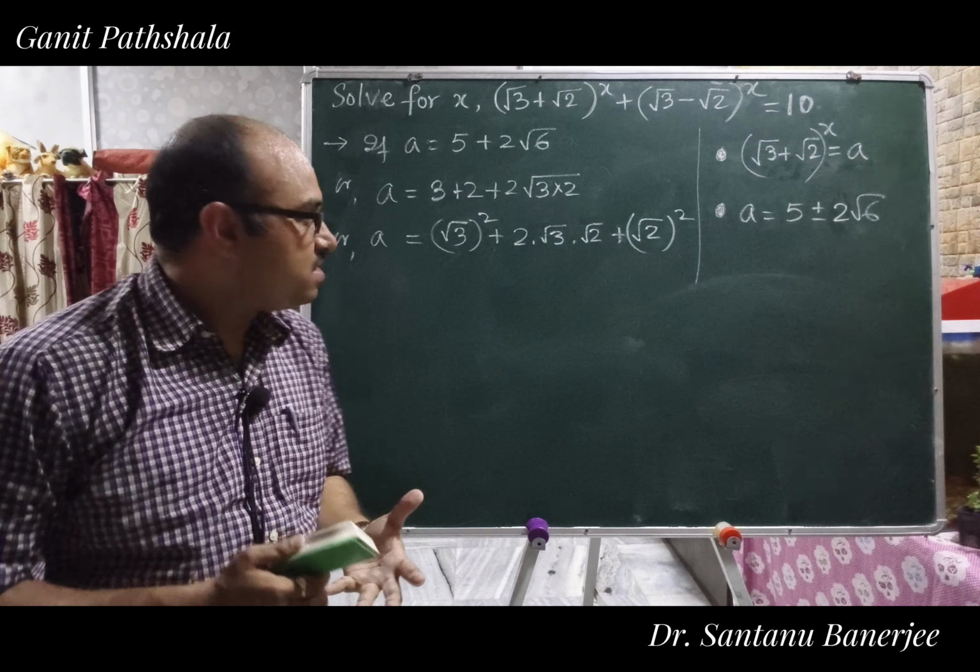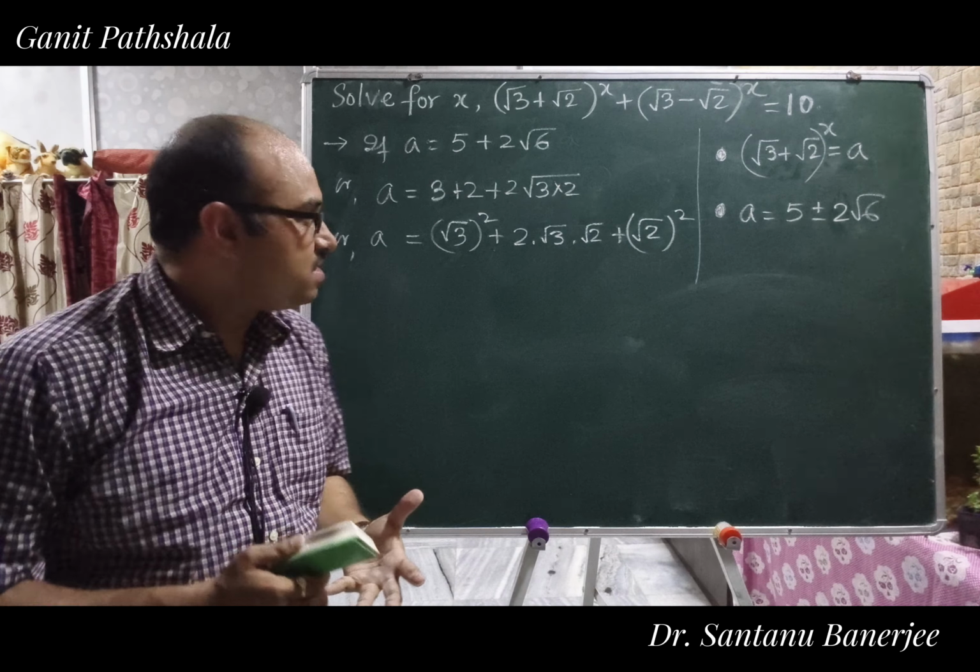See, root 3 plus root 2 whole square means what? Root 3 whole square plus 2 into root 3 into root 2 plus root 2 whole square. This is nothing but what we had obtained from this line. We have broken up 5 into 3 plus 2, 6 into root 3 into root 2 and so on, and ultimately we received A equal to this one. Now what is A? A is nothing but root 3 plus root 2 whole to the power x.